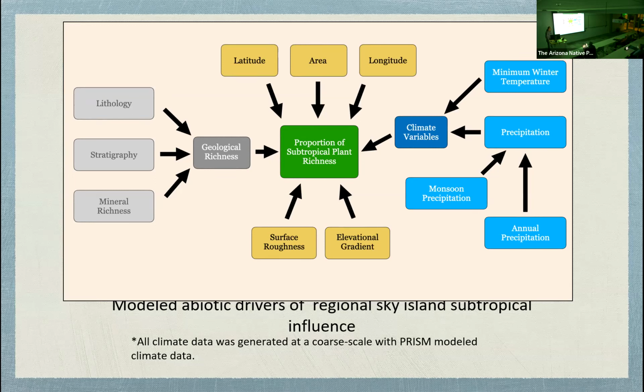I should say that all the climate data was generated at a very coarse scale using PRISM model climate data. Originally, I wanted to look at a real specific area, about 4,000 feet to 5,500 feet, and basically just analyze those areas in each sky island. But when I did that, the climate data was wildly inaccurate. So what I did was I basically came up with a single number for each of these climate figures, very coarse scale, a single number for each sky island using zonal statistics in a GIS.